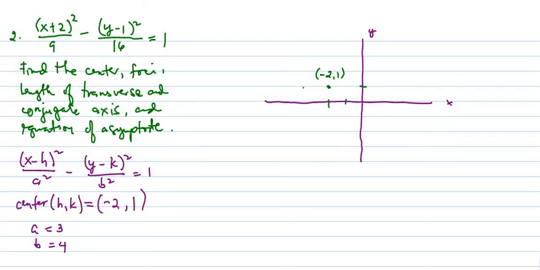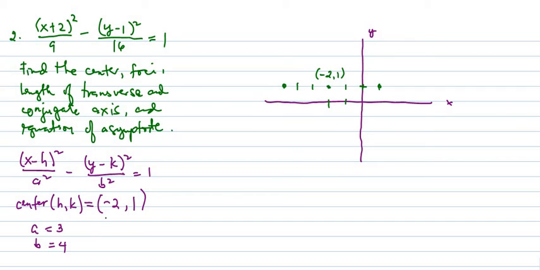Now, this is the transverse axis, so a is 3. So we will count 3: 1, 2, and then 3. So this is our vertex, and then on the other side, we have here 1, 2, 3. When we locate our vertex, we usually count from the origin. It's not the origin, but it's from the center of our hyperbola.